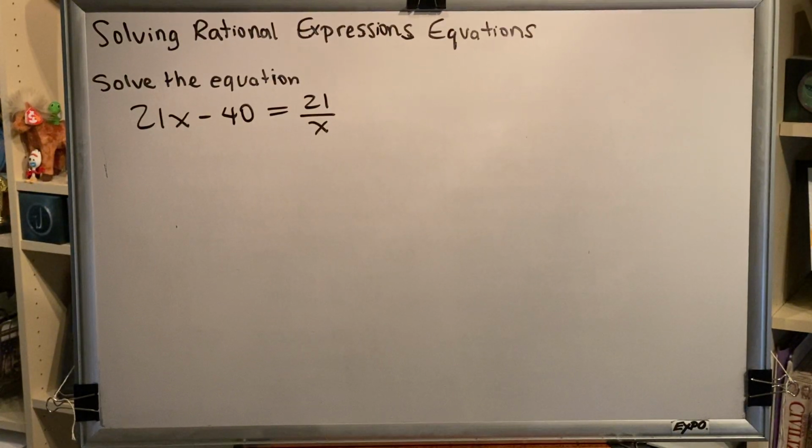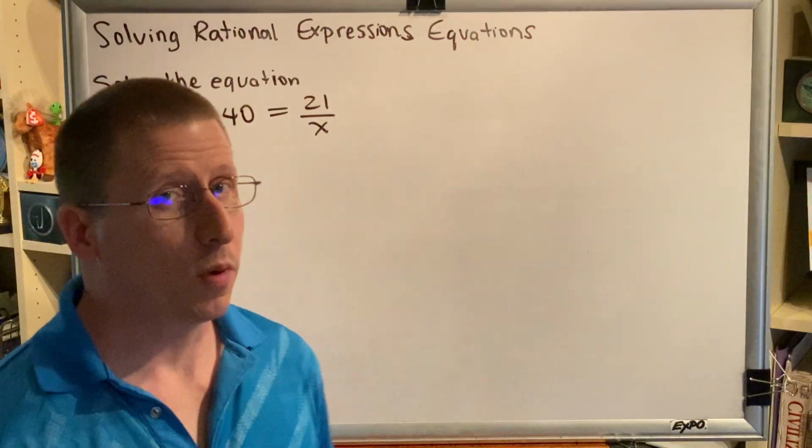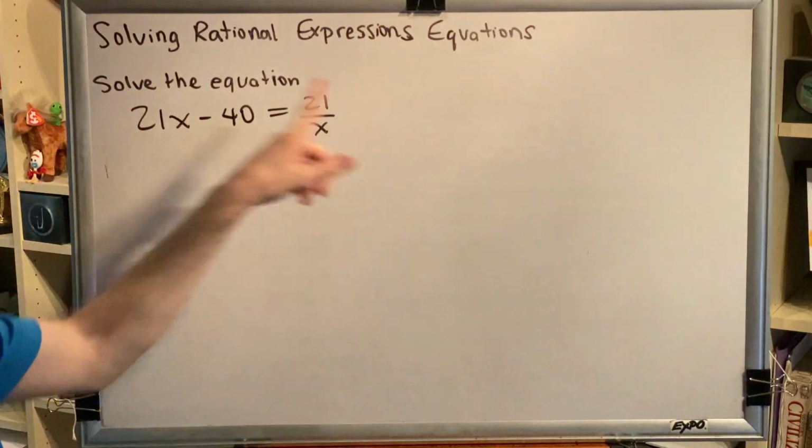The topic of this video is solving rational expressions equations. Let's look at a problem. 21x minus 40 equals 21 over x. Believe it or not, the hardest part of this problem is recognizing that it fits in this category.